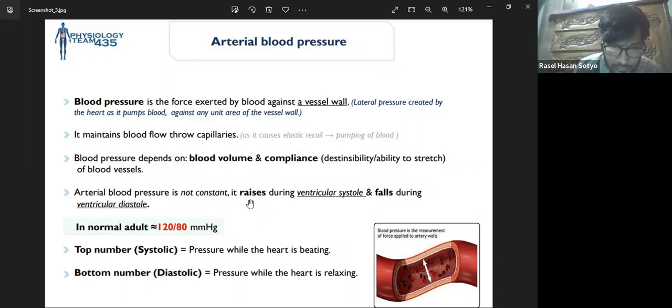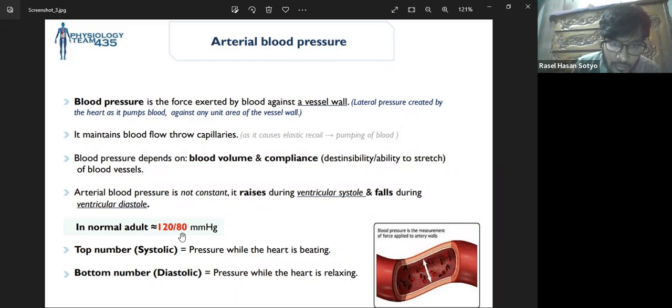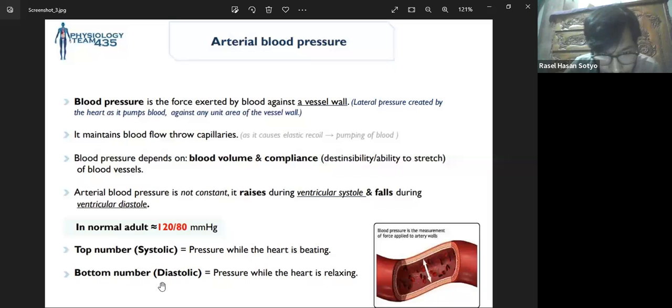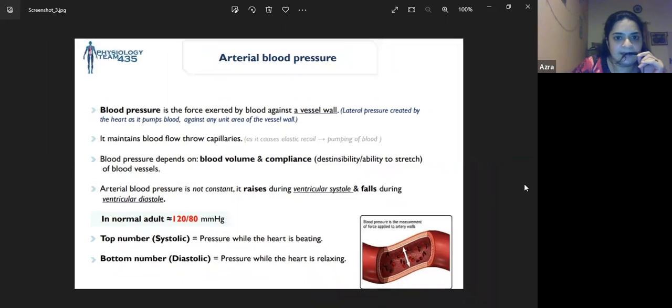Okay. The normal blood pressure in a normal adult is 120 by 80. The top number, systolic, is the pressure while the heart is beating. The bottom number is the diastolic pressure while the heart is relaxing. When the heart is relaxing, it is called diastolic. And the pressure while the heart is beating is called systolic. Understand?